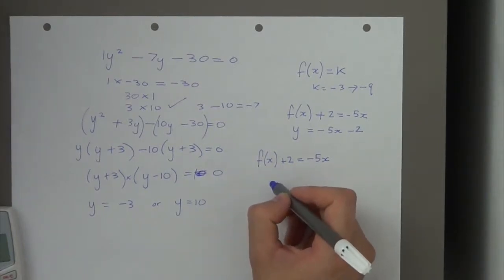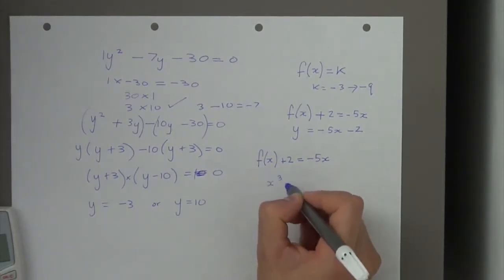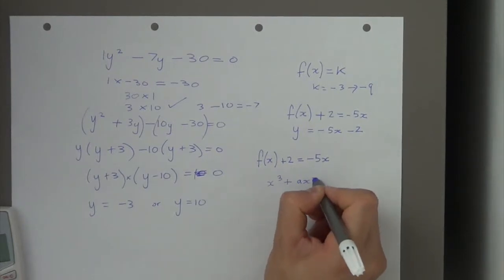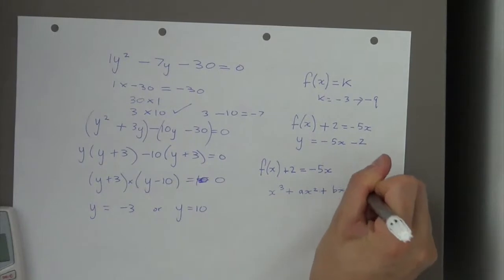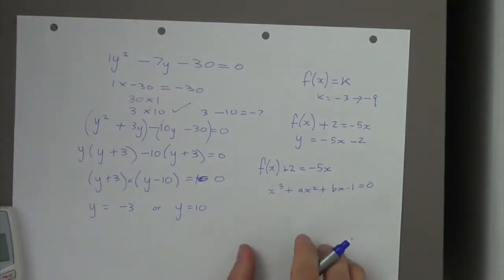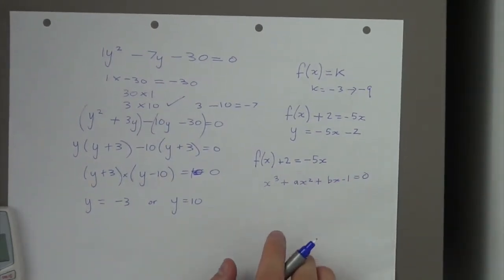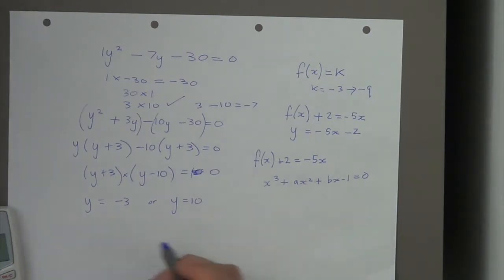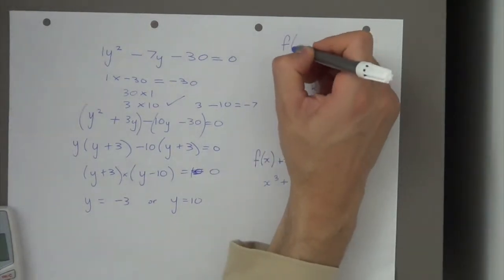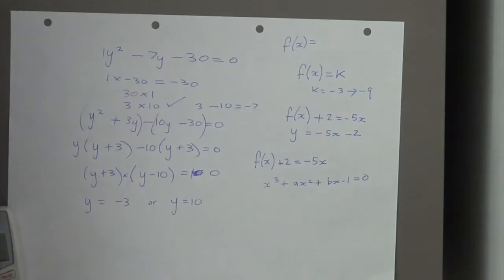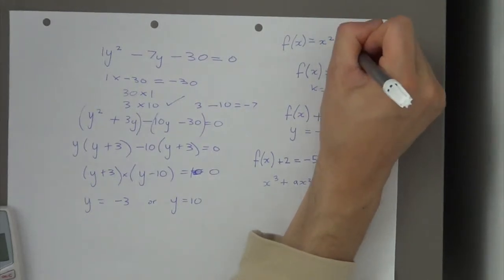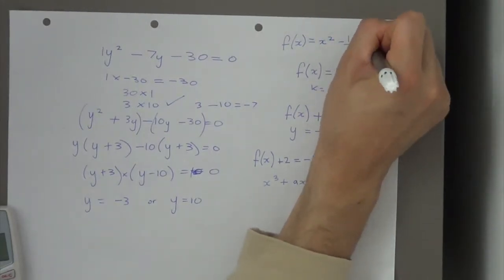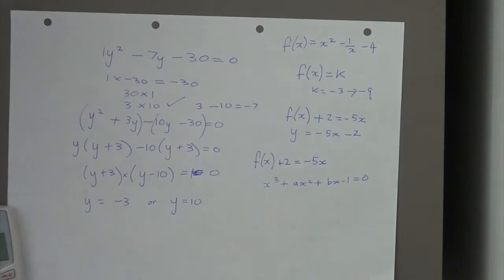And it can be written as x cubed plus ax squared plus bx minus 1 equals 0. Okay? So, firstly, what was f(x)? f(x), let me just write it here, was x squared minus 1 over x minus 4. Okay, that was our original equation.